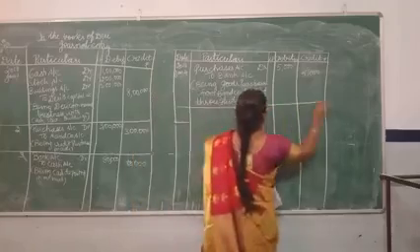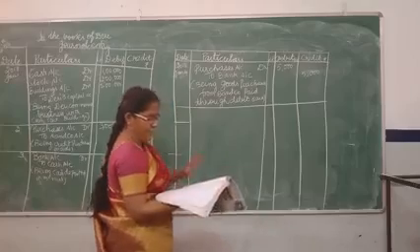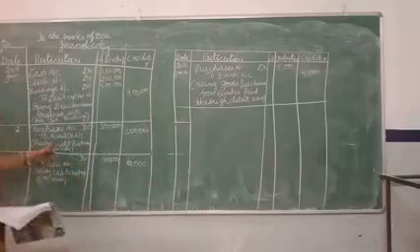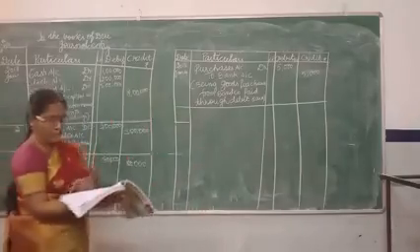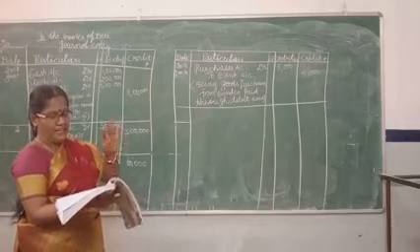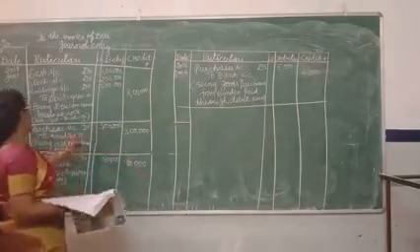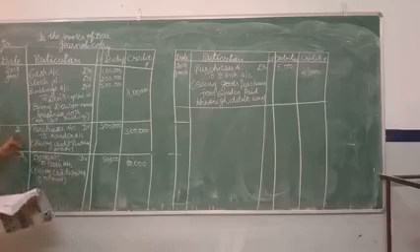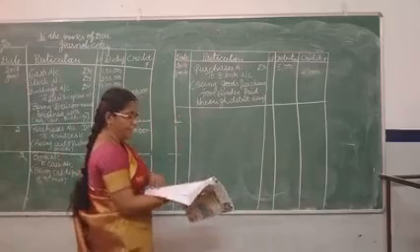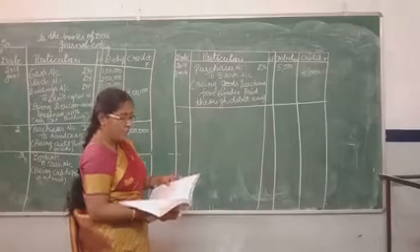Next transaction, January 5. Paying A&Co through RTGS. See, A&Co, we have already purchased 3 lakh rupees. Here they won't give money. In the previous transaction, on January 2nd, they have given the money, so that money you have to pay. What is the entry? Paid through NEFT.